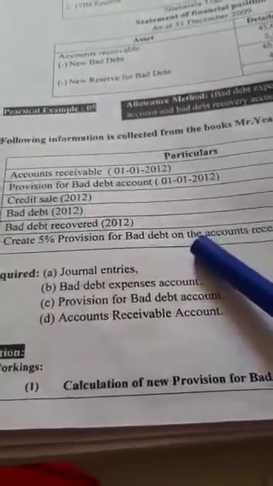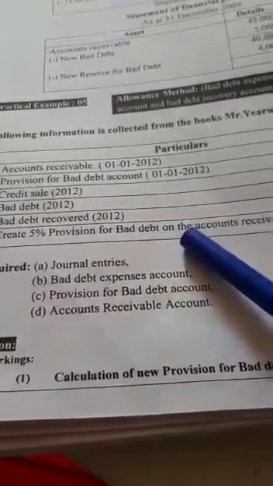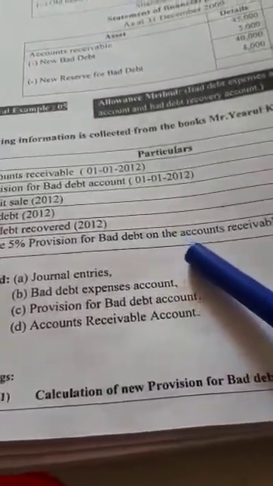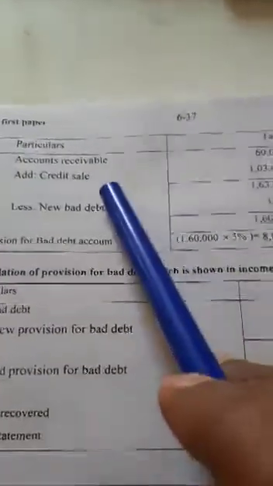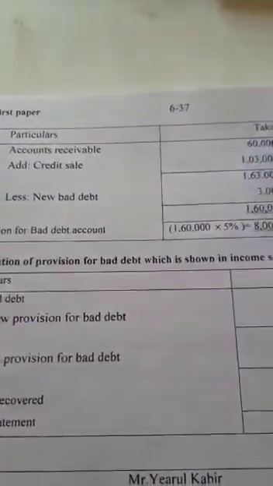We'll see how it is solved. Then the direction came: create a 5% provision for bad debt on the accounts receivable at the end of the year. So we'll solve it. Let us see the calculation first. See, accounts receivable is given as 60,000.